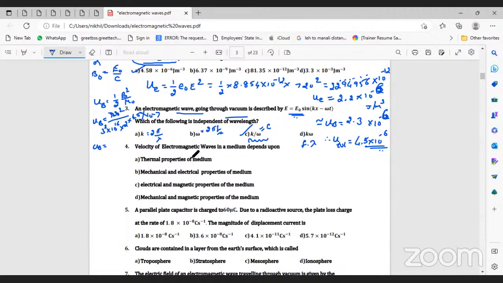Velocity of the electromagnetic waves in a medium depends upon what? Velocity of the electromagnetic wave is given by V is equal to E divided by B, where it depends on the electric and magnetic field of the medium. So velocity of the electromagnetic wave depends on the electric and magnetic properties of the medium. That is, option C is the right answer.